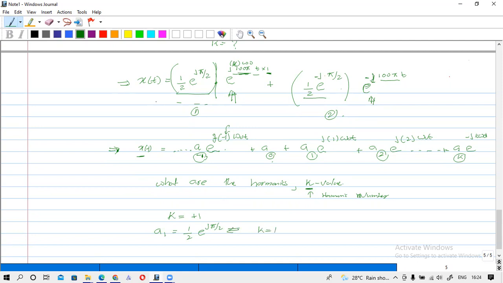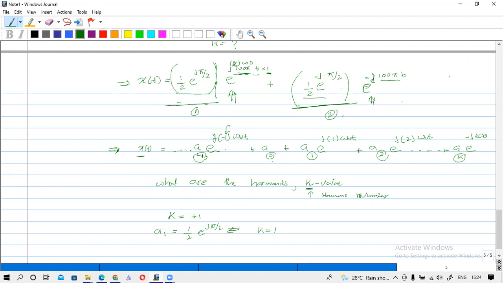Now we have found one term. Now we are going to find the second term. So what is this? This will be the coefficient. It is a constant value, a constant complex value.